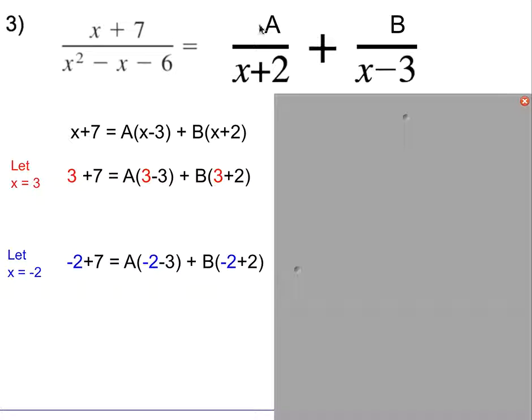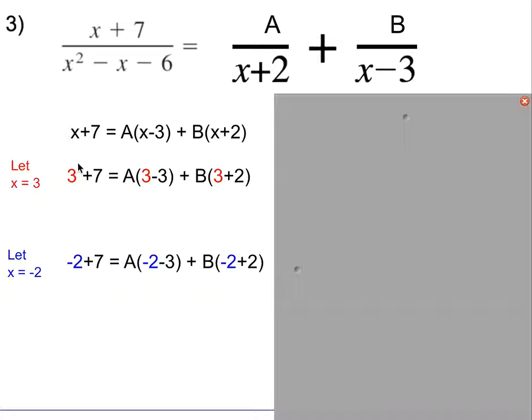Complete number 3. The setup is a over x plus 2 plus b over x minus 3, because we have to factor this denominator. It's x plus 2 times x minus 3. What this fraction needs is the x minus 3, and what this fraction needs is the x plus 2. So we'll put x minus 3 next to the a and x plus 2 next to the b. We're going to bring down the x plus 7, and we're now setting all the numerators equal to each other.